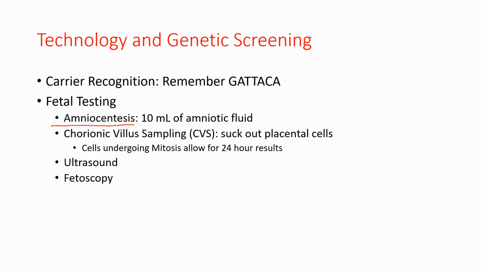What they'll do is essentially stick a needle into the abdomen, right into the amniotic sac, and pull out, as it says here, about 10 mils of amniotic fluid. Why are they doing that? Because floating in the amniotic fluid, you'll have skin cells from the fetus, and you'll also have placental cells, right? And the placenta also comes from the fetus. So you can then do a DNA test on these cells to determine if the alleles you're worrying about are showing up in the offspring, right?